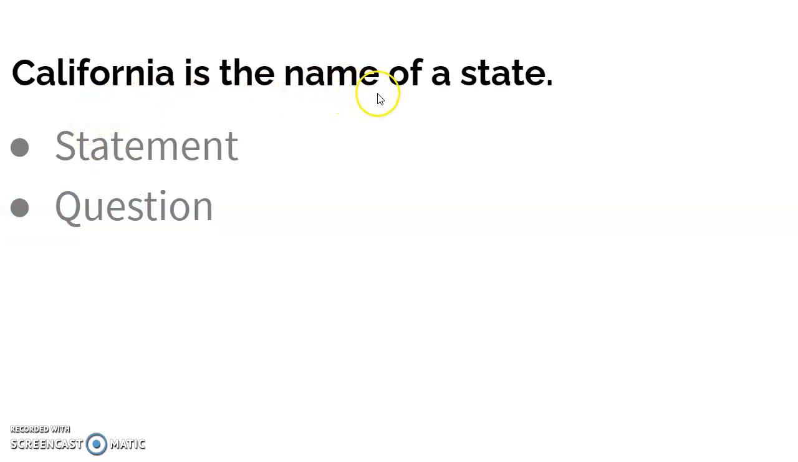California is the name of a state. Is it asking a question? No. Here's the subject, California, because that's who or whom we're talking about. The verb is, so is the name of a state. That is what it's telling us about the subject. So it is a correct statement.